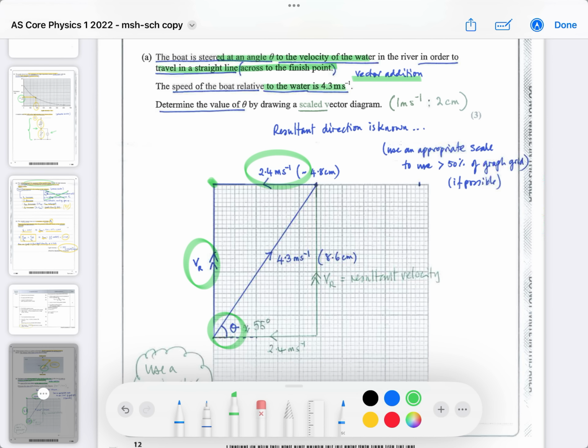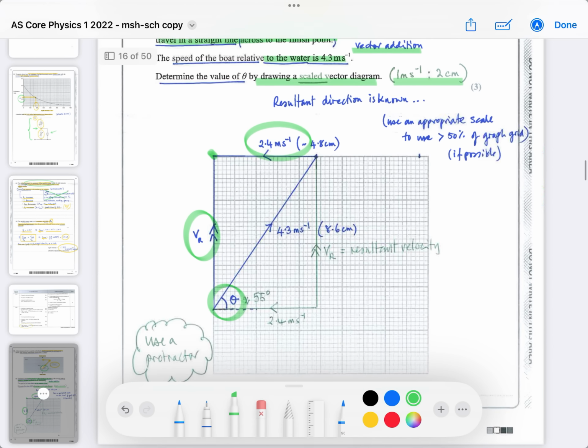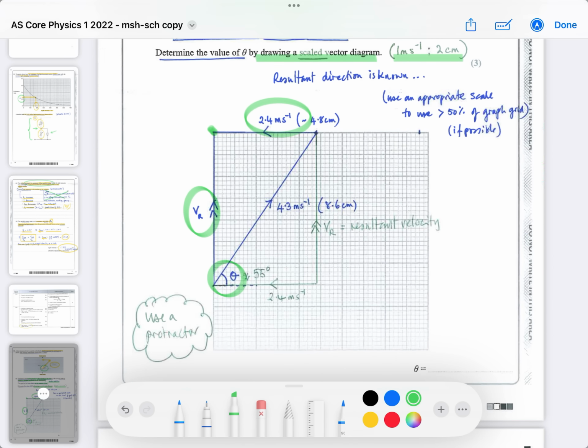And once you've drawn it to scale, it has to be drawn to scale. One of my students had calculated it using mathematical ability, and you won't get the marks. If they've asked for a scale drawing, you need to do that. So I've put 1 meter per second to 2 centimeters. And they do want you to use at least 50% in one direction of the available space provided. So you need to have a large diagram. Make it as large as you can without making it a difficult scale to read.